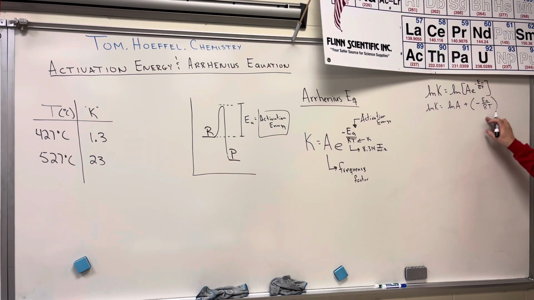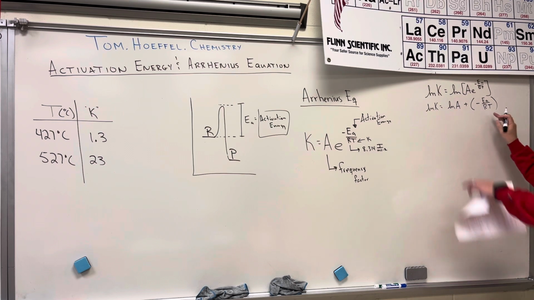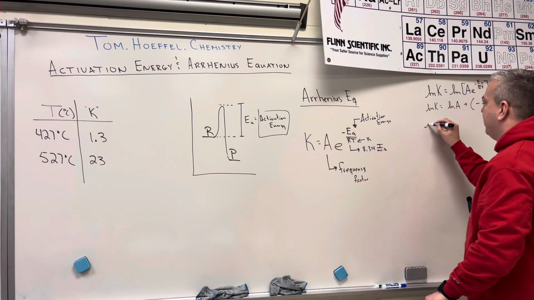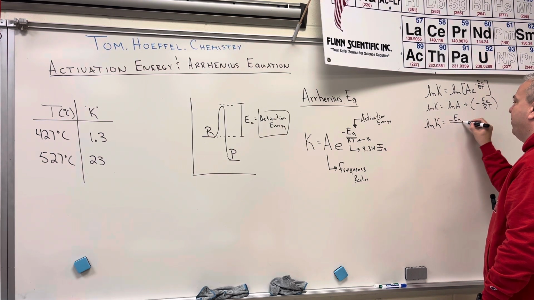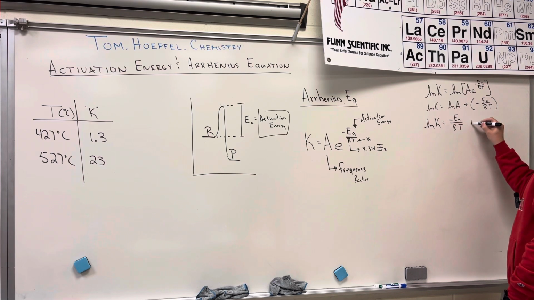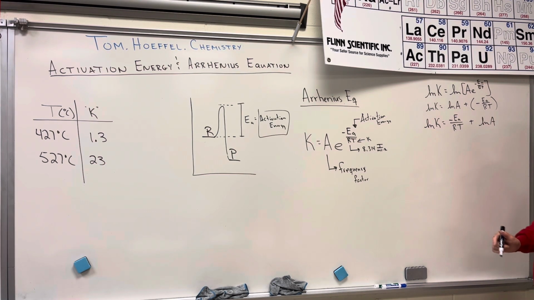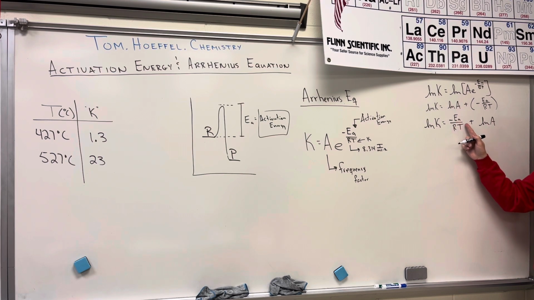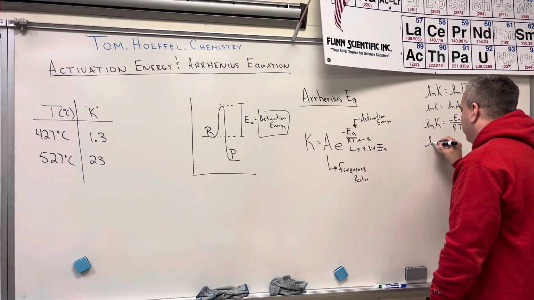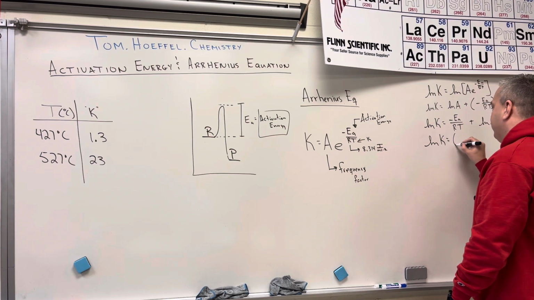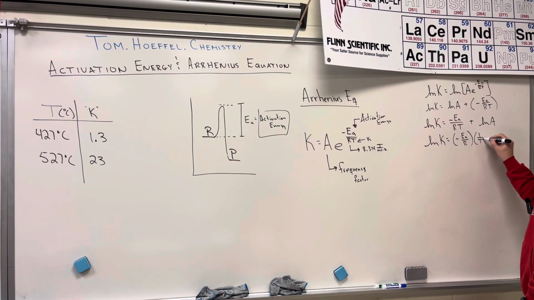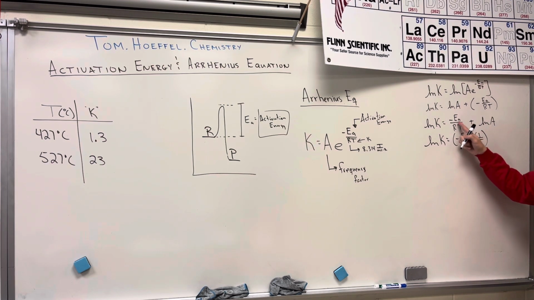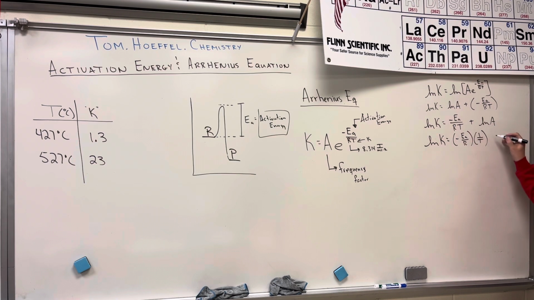Now, what I'm going to do is put this on this side and this on this side. I'm just flip-flopping these two, and you'll see where I'm going with this. So this equals negative EA over RT, plus the natural log of A. And then the last piece is I'm just going to separate this fraction a little bit. So this becomes the natural log of K is equal to negative EA over R times 1 over T. So I just took the EA and the R and separated it from the T, and that's equal to the natural log of A.